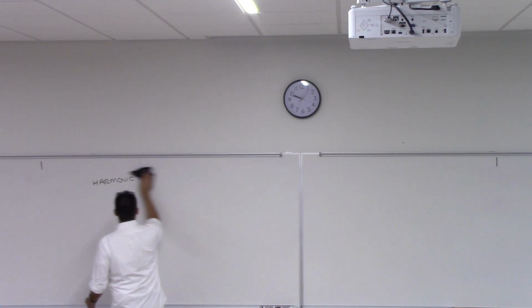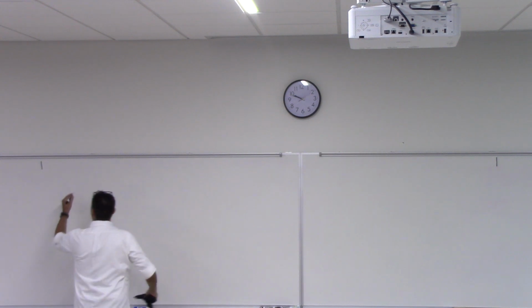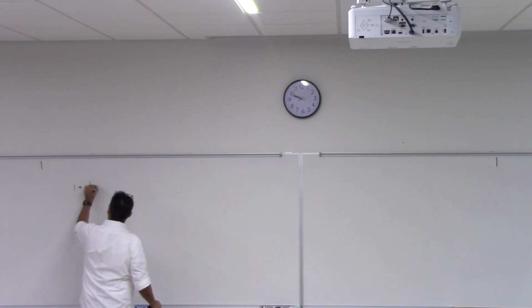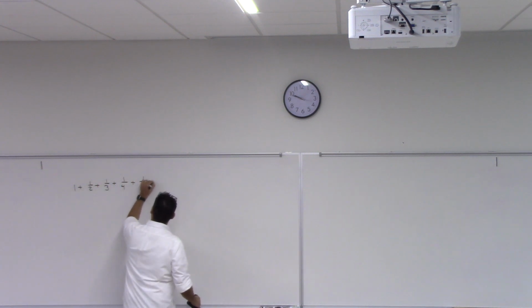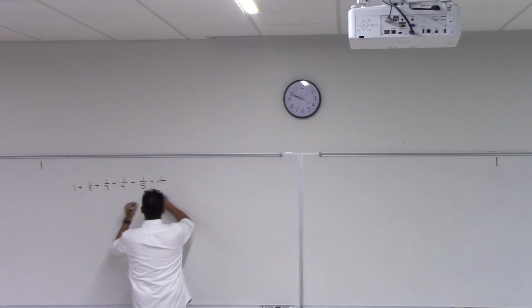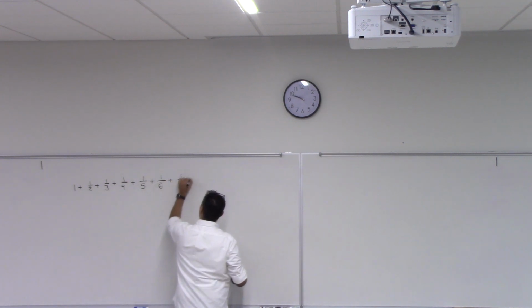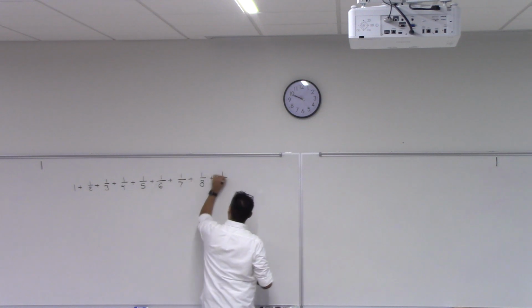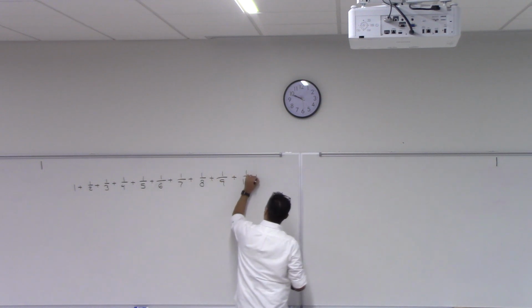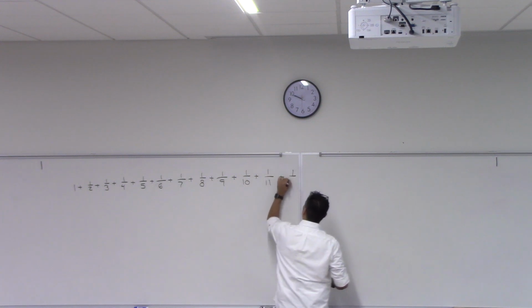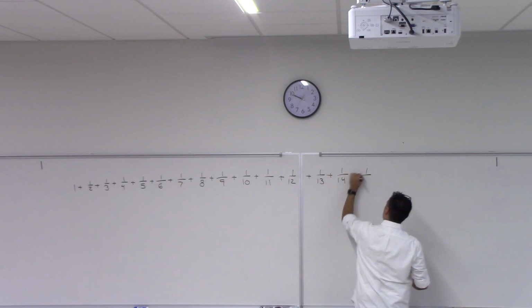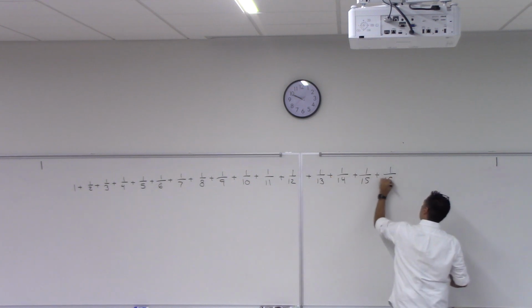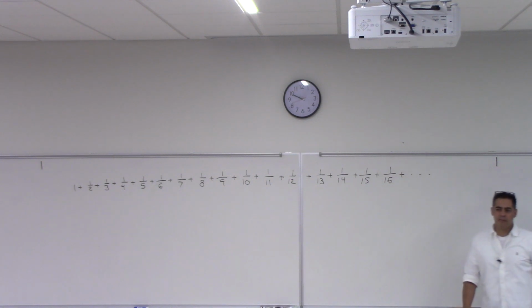Hopefully you'll agree. All right, I have to write a bunch of stuff down. Okay, 1 plus a half plus a third plus a fourth plus a fifth plus a sixth plus a seventh plus an eighth. I'm going all the way out to 16. Plus a ninth plus a 10th plus 11th plus a 12th plus a 13th plus a 14th plus a 15th plus a 16th plus forever, right? All right, that's what I want to know. What is this?